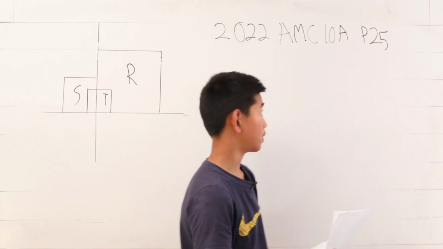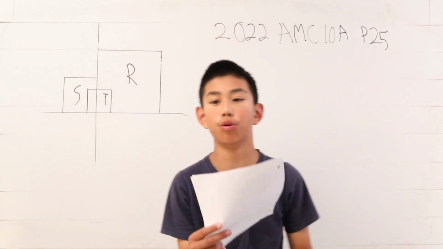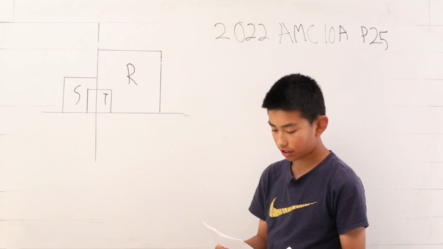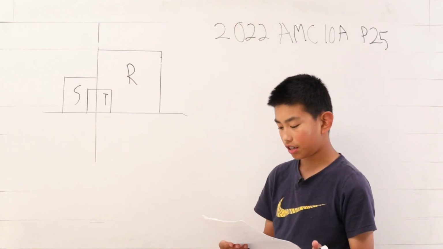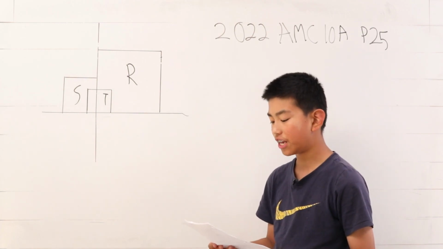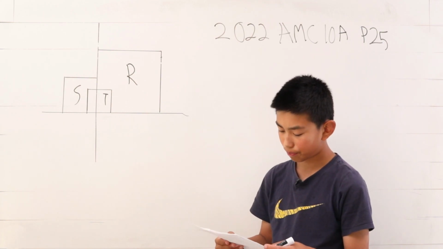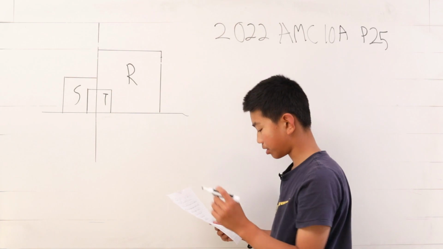Today I'm solving problem 25 from the AMC 10A of 2022, or the last problem. So let R, S, and T be squares that have vertices at lattice points, i.e. points whose coordinates are both integers in the coordinate plane, together with their interiors. The bottom edge of each square is on the x-axis, like this.